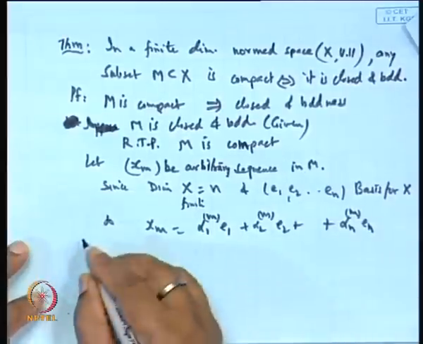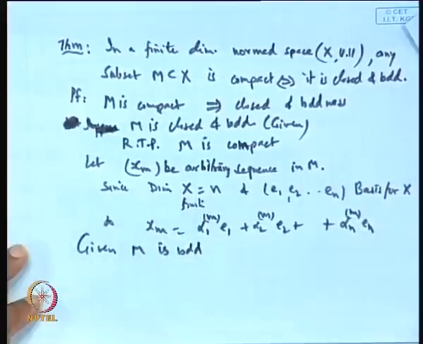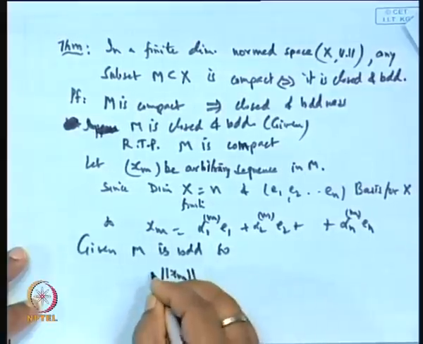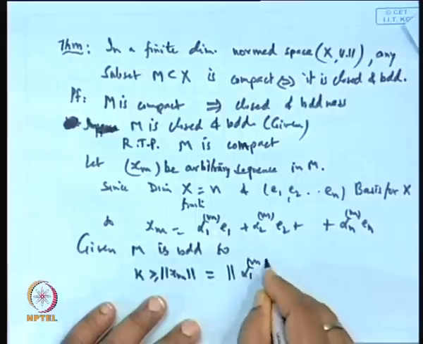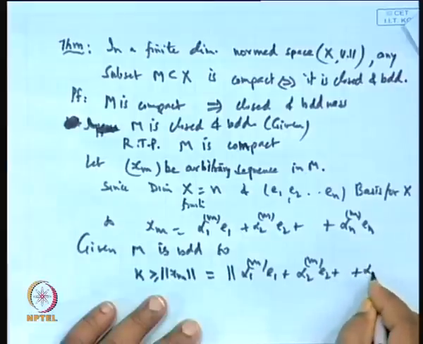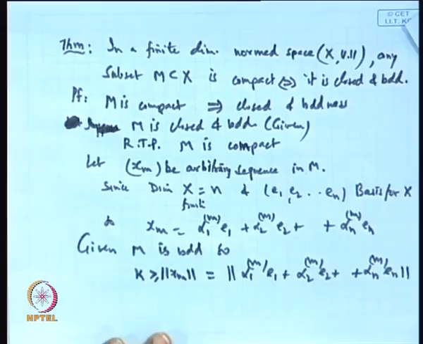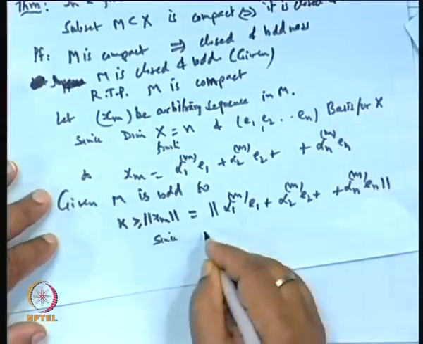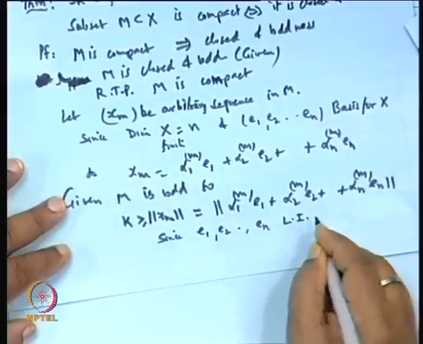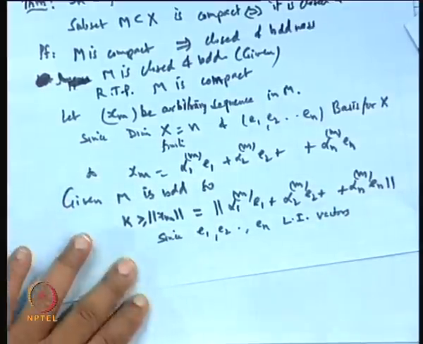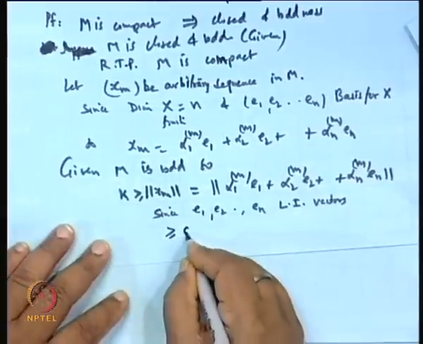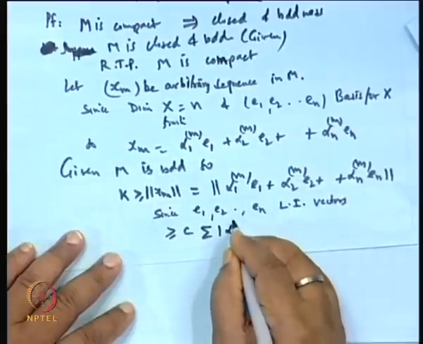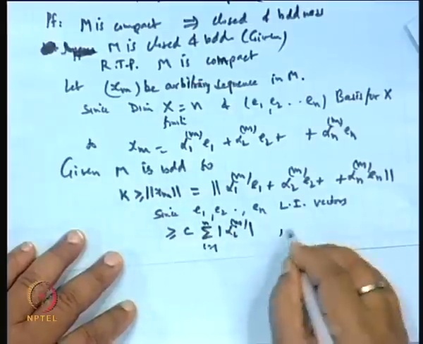Clear? Now, given that M is bounded, so the norm of x_m must be bounded by a certain number k. K is greater than or equal to the norm of x_m. Because the norm of x_m is less than or equal to k, the length will be finite. But what is the norm? This is equal to the norm of alpha_1^(m) e_1 plus alpha_2^(m) e_2 plus ... plus alpha_n^(m) e_n. Now, again e_1, e_2, ..., e_n are linearly independent vectors. So, by that lemma again, one cannot expect a vector involving a large number of scalars to have minimum length. It means there will be a constant C such that this will hold, where C is greater than 0.